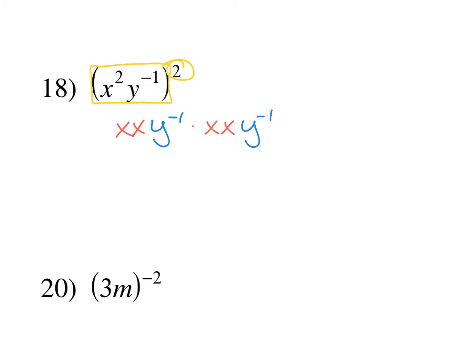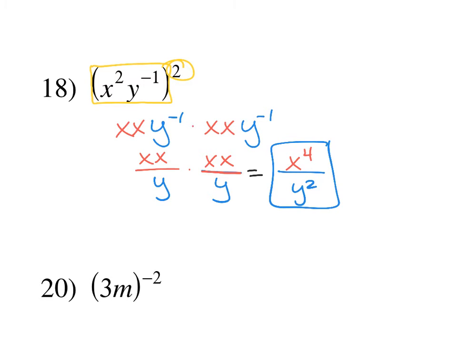Now, I don't want to deal with negative exponents in this expanded form, so I'm actually going to rewrite this as x over y to the first power times x over y to the first power. For a grand total of 4 x's on the top and 2 y's on the bottom. And this makes sense because our rule says to multiply. 2 times 2 is 4. Negative 1 times 2 is negative 2, so I move it to the bottom, so it's positive.